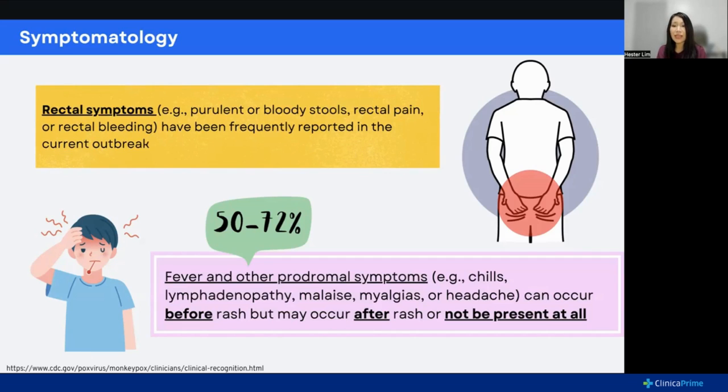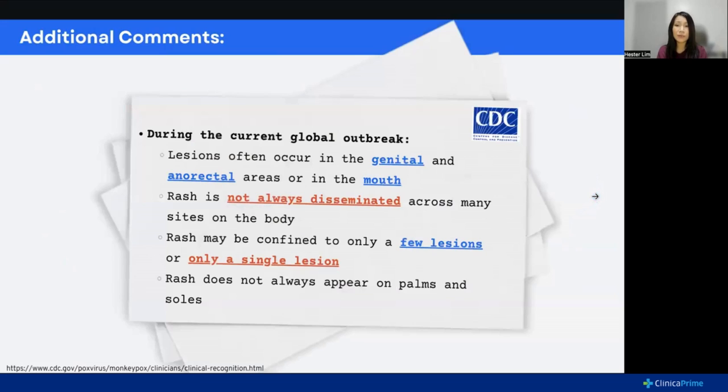And of course, again, as I mentioned previously, we have fever and other prodromal symptoms that can occur before the rash, but it can also occur after the rash, but in many cases, not present at all. One thing that the CDC did emphasize was that during the current global outbreak, they found that the lesions often, but not always, occurred in the genital and anal rectal areas or in the mouth. Again, this is often reflective of the mode of transmission.